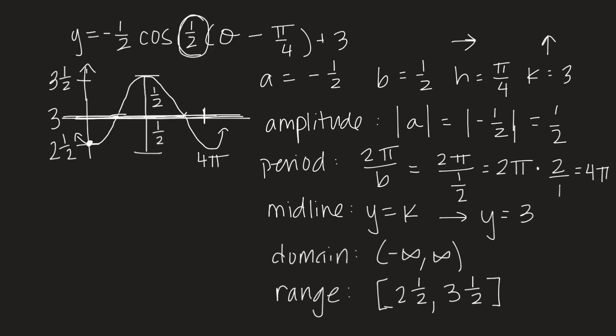By the way, this function also shifted. We said because h was pi over 4, it does shift to the right pi over 4, but that doesn't change any of these characteristics that we write out. Amplitude, period, midline, domain, range. None of those will change if it is shifted to the right pi over 4 or if it's shifted left or right. So the h value doesn't affect any of these characteristics.